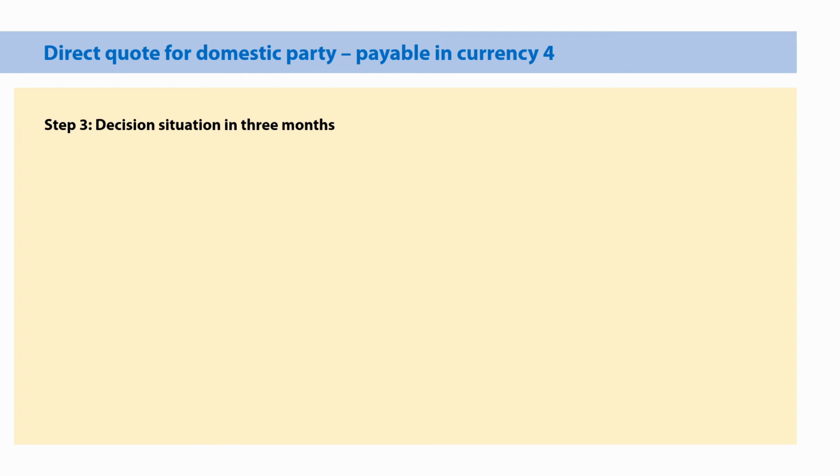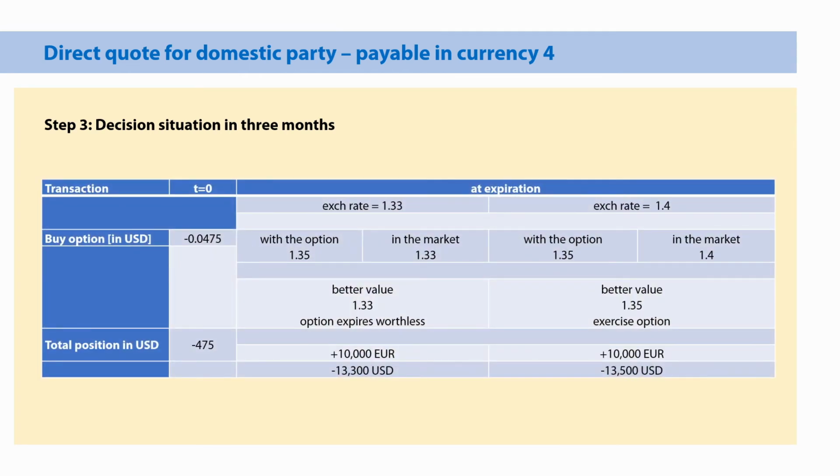Then we look at the decision situation. At expiration, he will buy the option for 0.0475, and that translates into $475. Here we are only in dollars. If the exchange rate is 133, with the option, he would buy the euro for 135. In the market, he pays only 133, so the market price is a better value. So the option expires worthless. He will receive the 10,000 euros that he needs, and he will pay 13,300 US dollars. And he does that in the spot market.